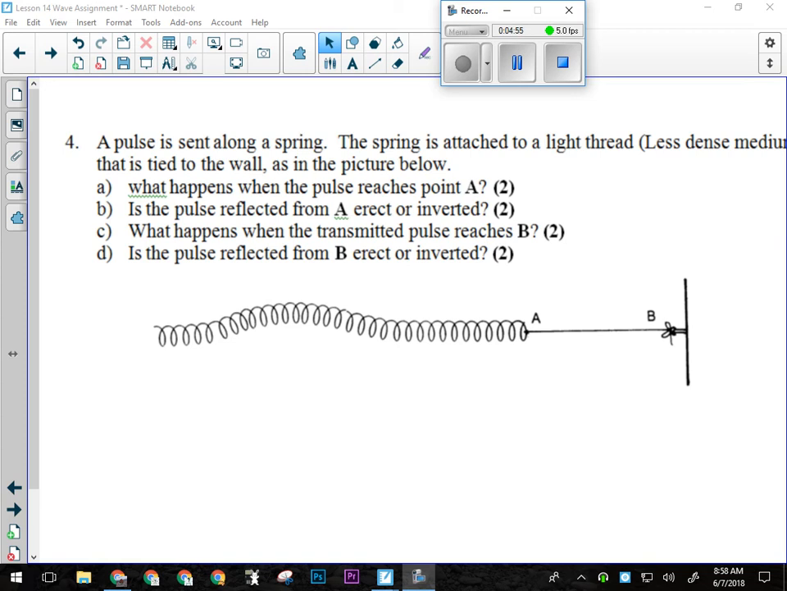Is the pulse reflected from A erect or inverted? Erect means upright. So when it reflects, if this medium is less dense, the reflection will be upright. What happens when the transmitted pulse reaches B? Well, B is a fixed end. It's tied there. The wave's not going into the wall, so it's just going to reflect off, and the reflection will be inverted. Always off a fixed end, the reflection is inverted.